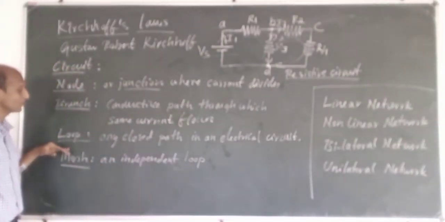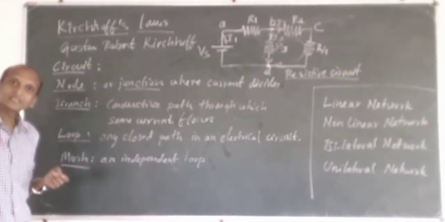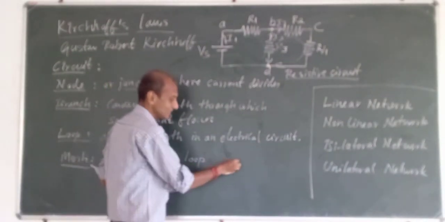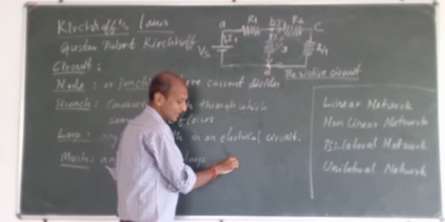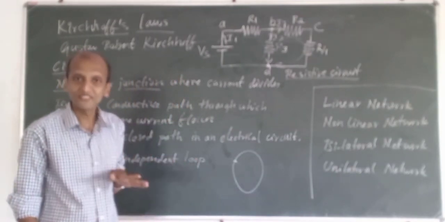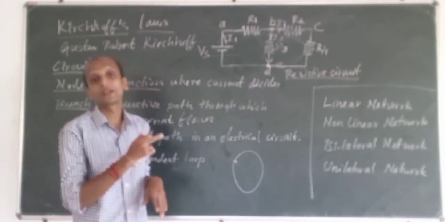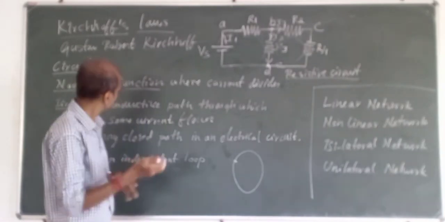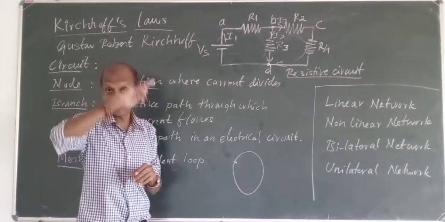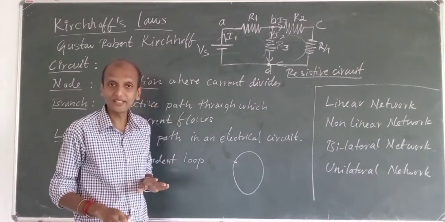Now coming to loop. What do you mean by looping? Loop means starting from a point and coming back to the same point. So a loop is any closed path in an electrical circuit. Any closed path in an electrical circuit is called a loop.